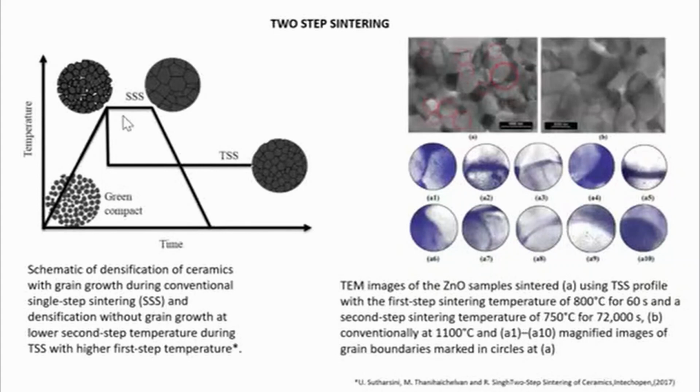An important study exploring the mechanism of grain growth suppression in two-step sintering with the higher first-step sintering temperature was reported on zinc oxide ceramics. The transmission electron microscopy images of two-step sintered samples, with a first-step sintering temperature around 800 centigrade for 60 seconds and a second-step sintering temperature of 750 centigrade for 20 hours, could be seen in the picture. The conventionally sintered zinc oxide at 1100 centigrade was examined as well, looking for evidence of grain boundary migration.